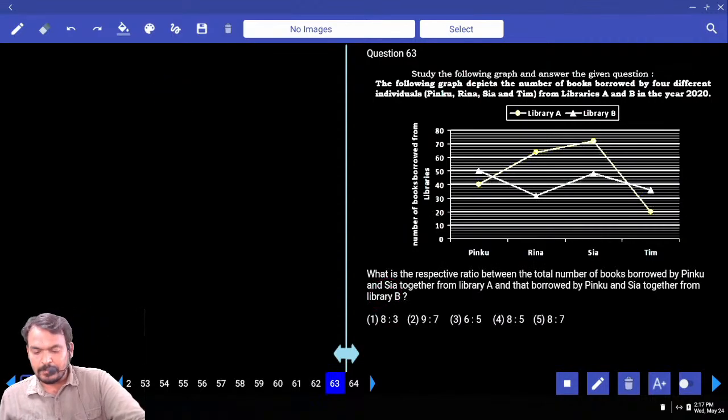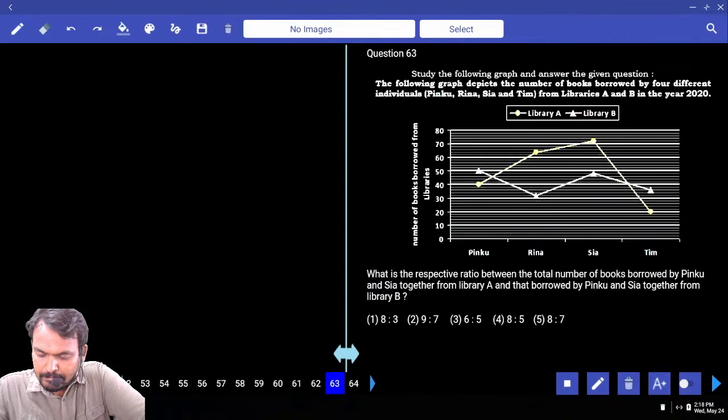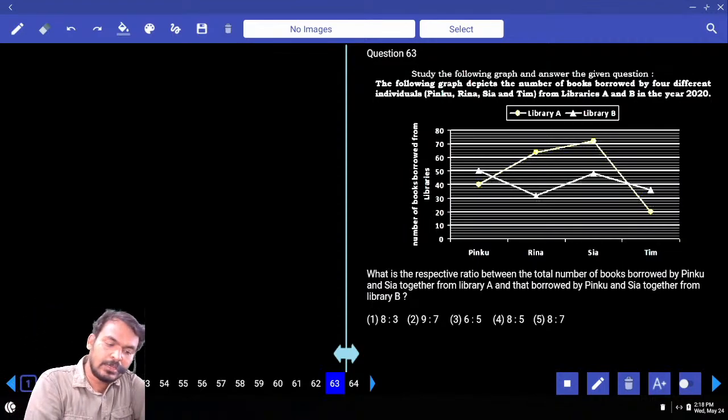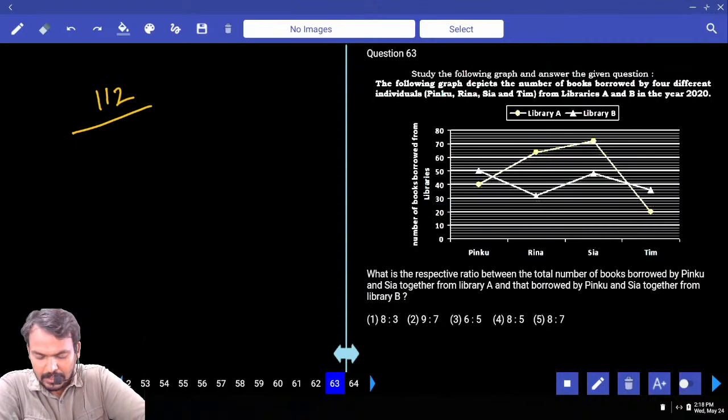63. What is the respective ratio to the number of books borrowed by Pinku and Sia together from library A? What is the Pinku value library A? 40. Next to Sia 72. Total it is 112.